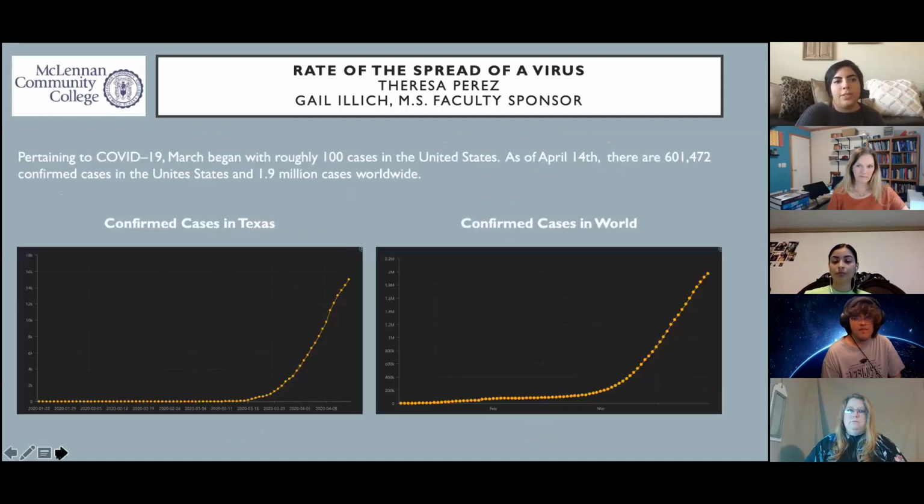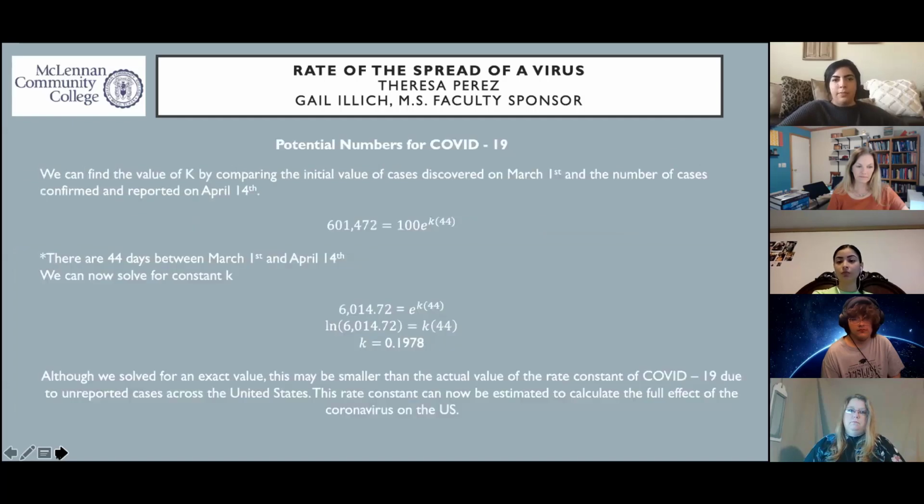Okay, and then pertaining to COVID-19, March 1st began with about 100 cases in the United States. As of April 14th, there are 601,472 confirmed cases in the United States and 1.9 million cases worldwide. I added an exponential graph of both the confirmed cases in Texas and the confirmed cases in the world. I got these graphs from Johns Hopkins and their data.